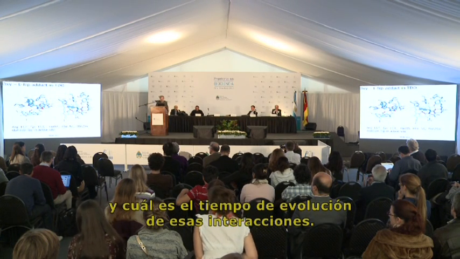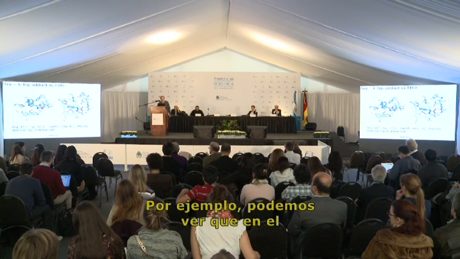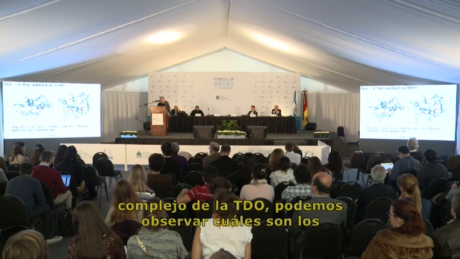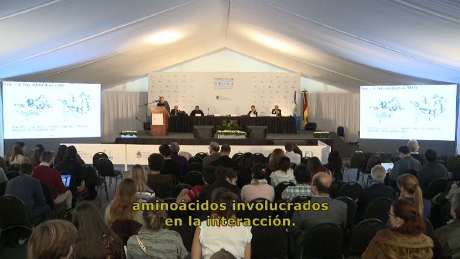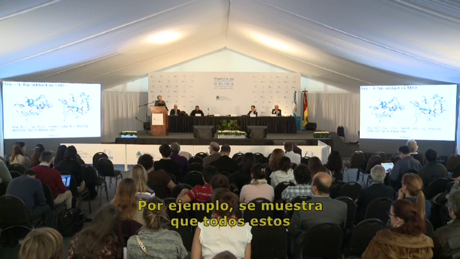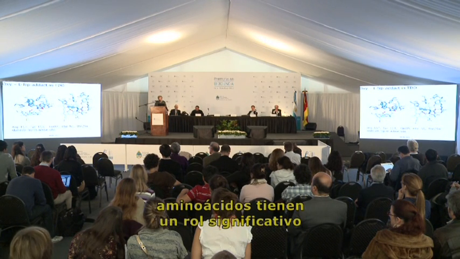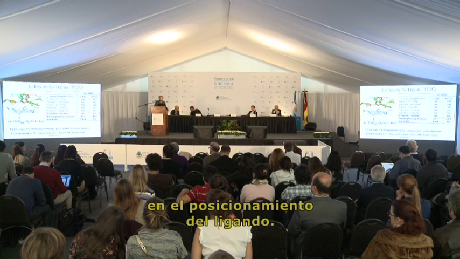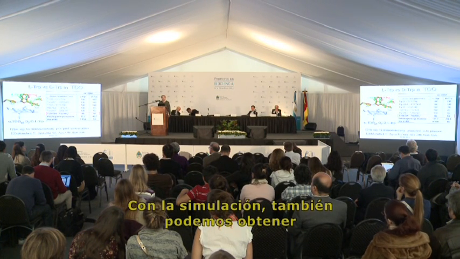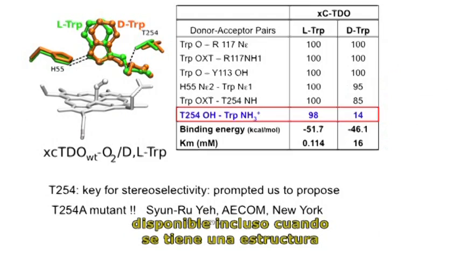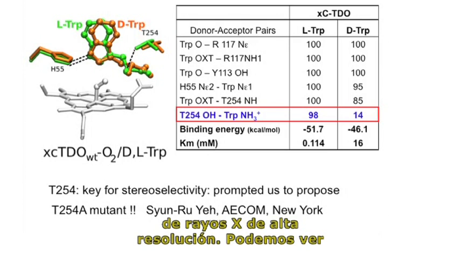of those interactions. And so, for example, we can see that in the complex in TDO, we see which ones were the amino acids involved in the interactions. For example, all these amino acids are shown to play a significant role in the ligand positioning. And with the simulation, we can also get dynamic information that, for example, is not available even if you have a high-resolution X-ray structure.